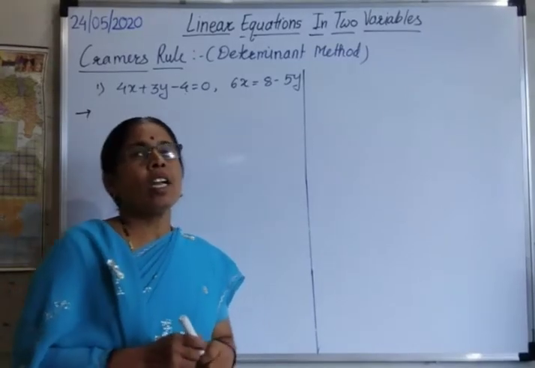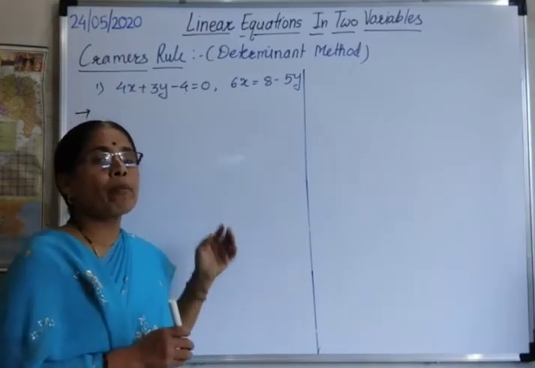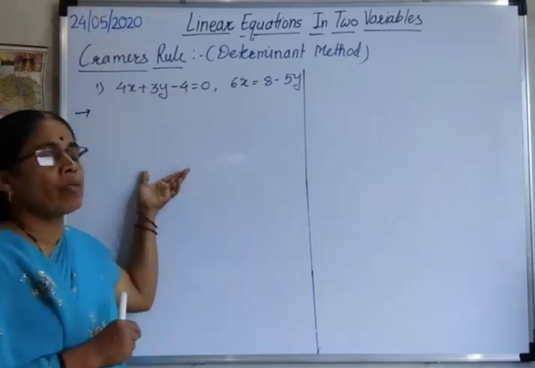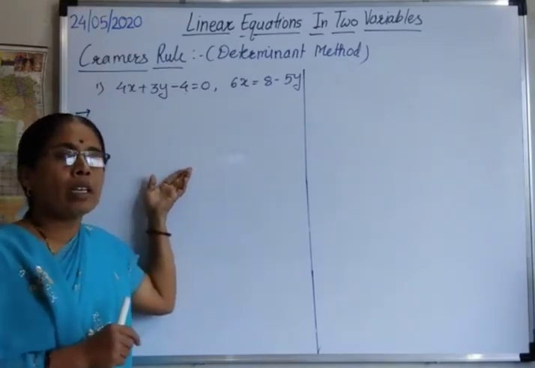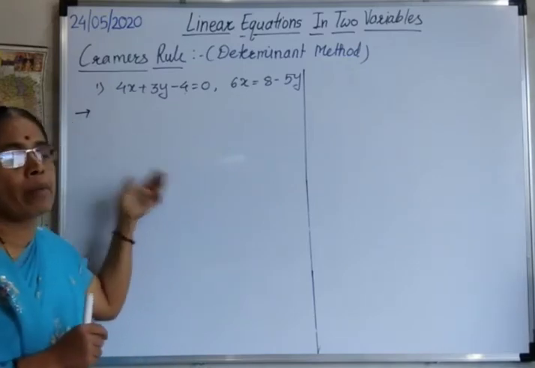Hello students, today we are going to learn how to solve simultaneous linear equations by the determinant method. This method was first given by the Swiss mathematician Gabriel Cramer. That's why this method is also known as Cramer's rule or Cramer's method.